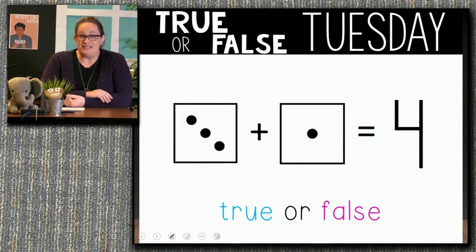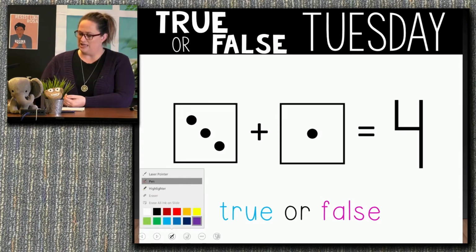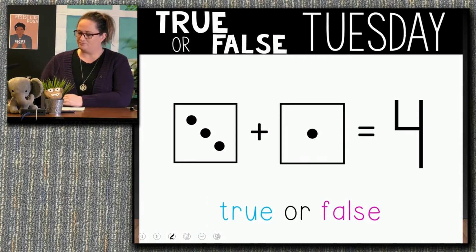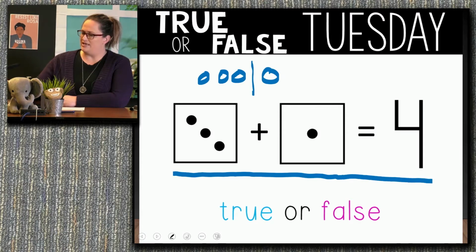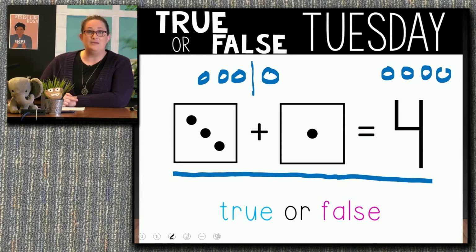Let's go. It's True or False Tuesday. That means if what the picture shows is true, we say ding, ding, ding. And if it's false, we say wah, wah. So let's take a look. If we have 3 and 1 more, is that the same as having 4? Are those two things the same? They are. They're 4 and 4. So it's ding, ding, ding.